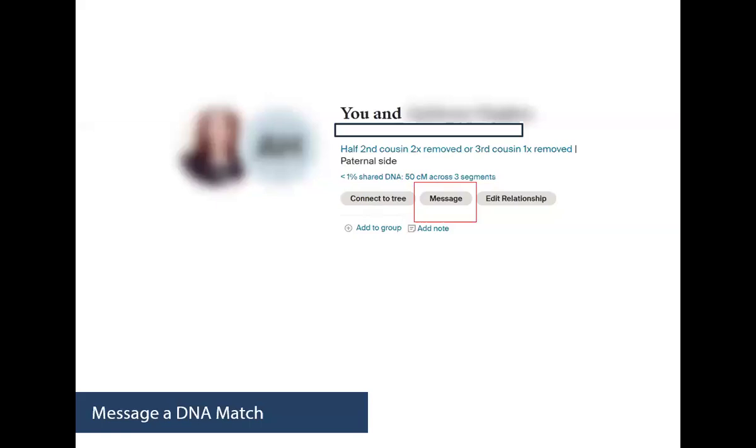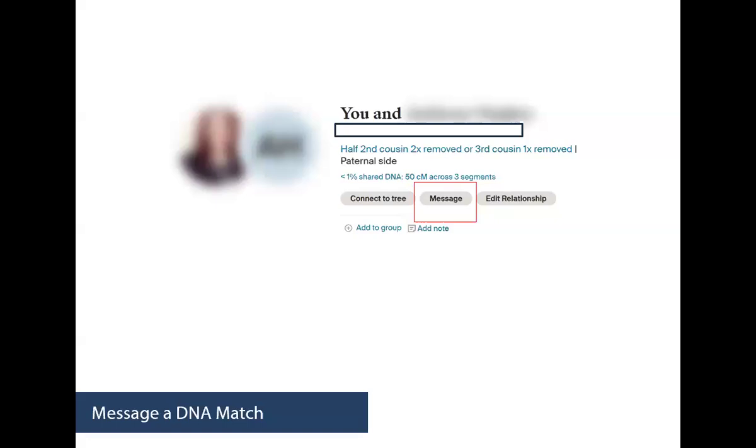So now I'm thinking about, okay, I have enough information to go back to them and actually get in touch with them. So now what I can do in a lot of these platforms is look for the option to contact the match or message the match. Most of them have an option to message or contact them directly through the site and introduce myself.